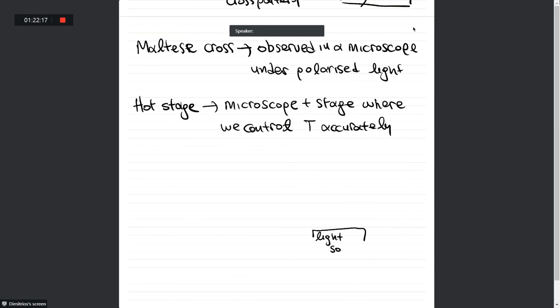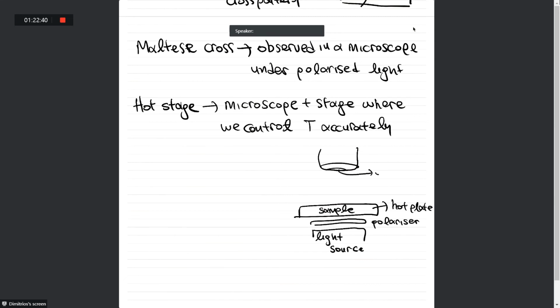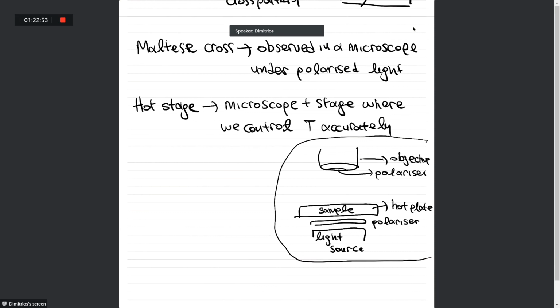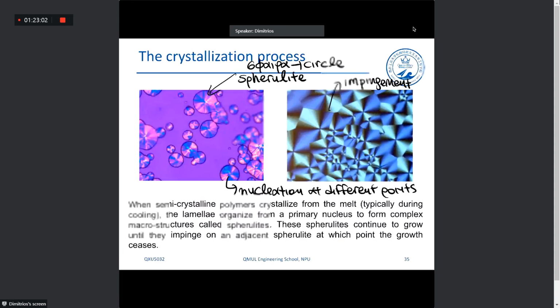Light source, polarizer, hot plate and sample. Then we have the objective and the polarizer here. Don't worry, this is not something I will be asking you to remember for the exam or whatever. It's just how the experimental setup looks. Let's have a look at the real experimental setup actually.